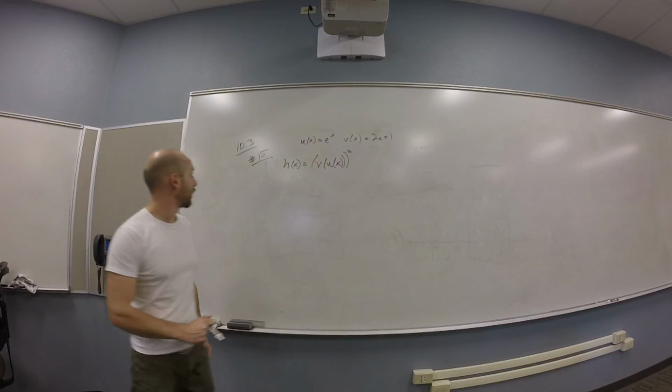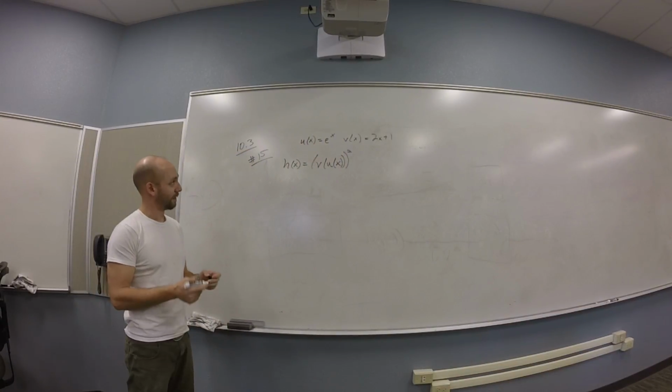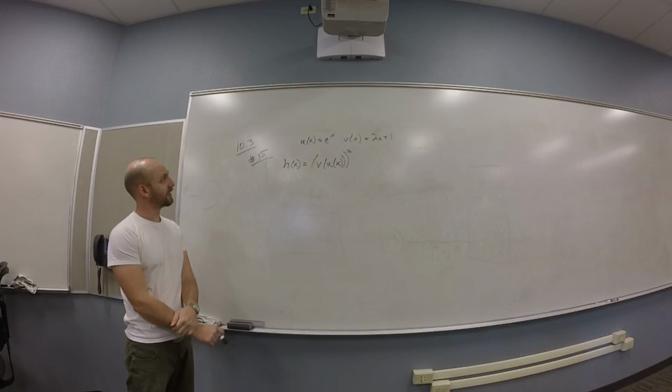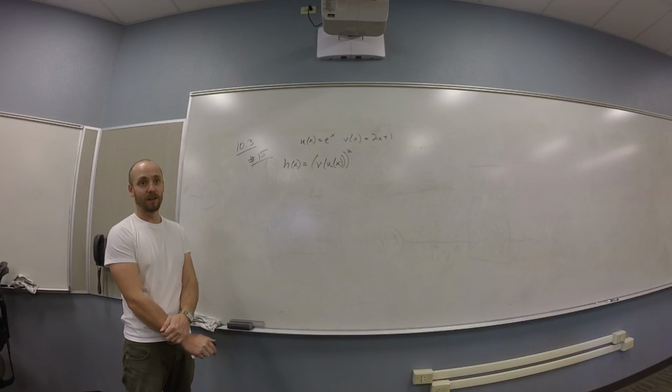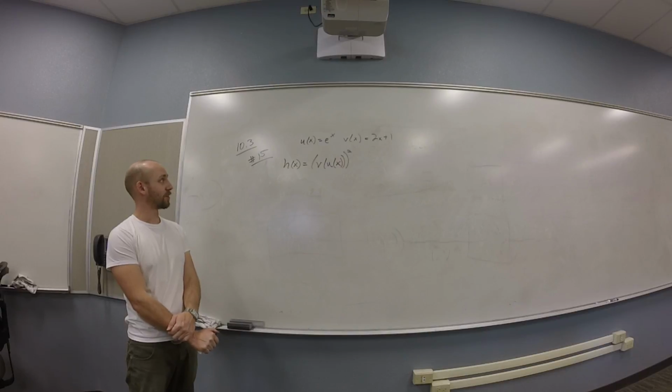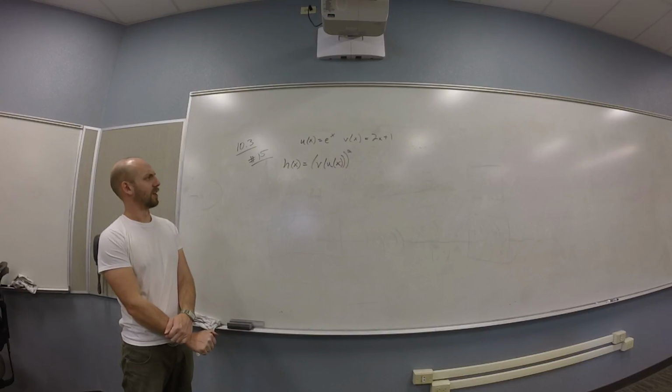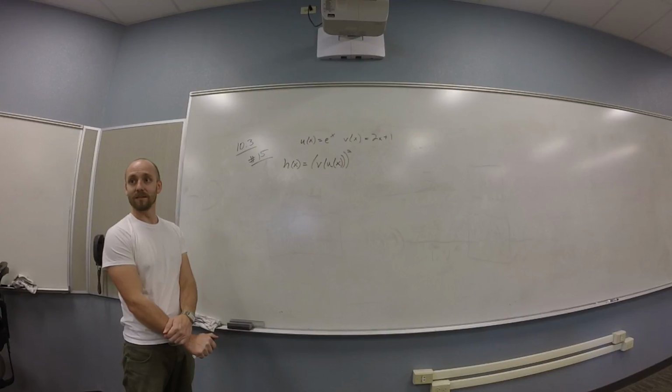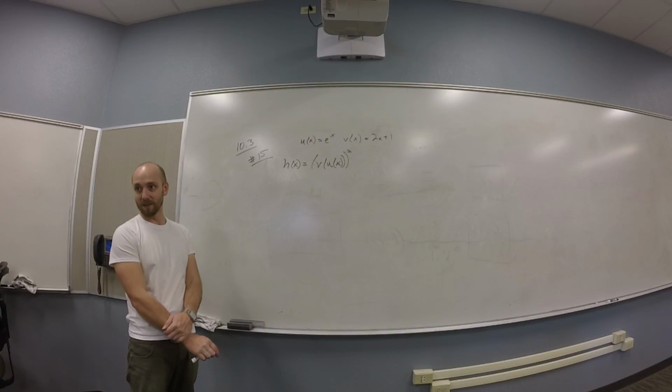Okay, so let's try to do 10.3 number 15. So we have u of x is e to the x, and v of x is 2x plus 1. And we're supposed to compute h of x, which is, oh god, how do you even read that thing? v of u of x squared. Good, perfect.